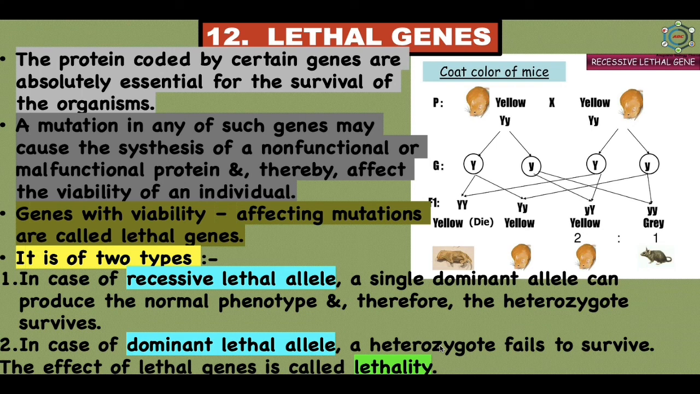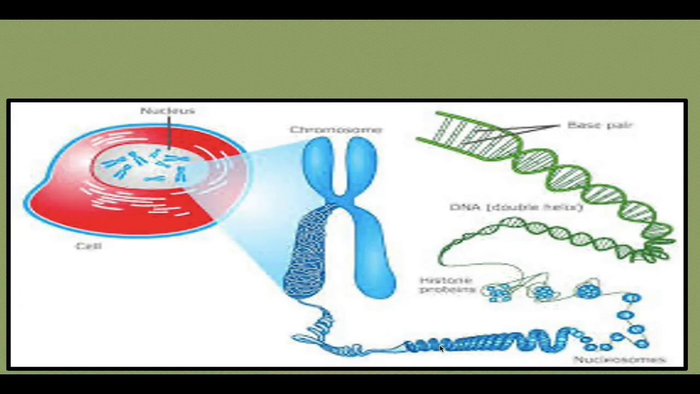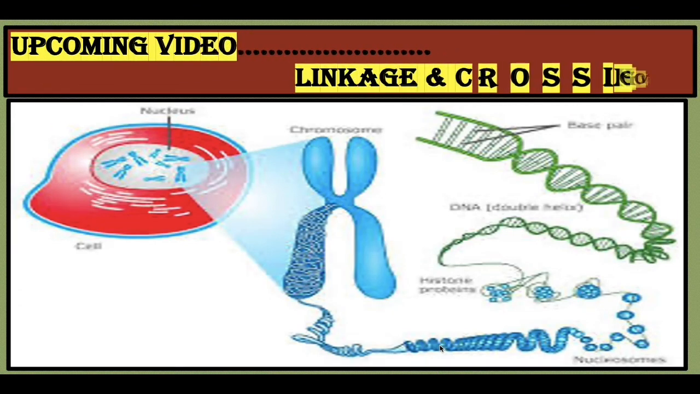This is the end of the lecture, and here you got many things related to genetics like test and back cross, chromosomal theory of inheritance, incomplete dominance, codominance, multiple alleles, complementary genes, supplementary or modifying genes, polygenic traits, epistasis and hypostasis, pleiotropy and lethal genes. So the next upcoming video is linkage and crossing over.